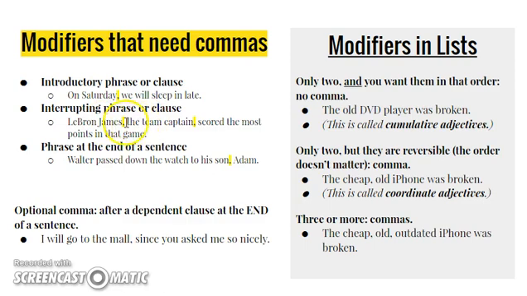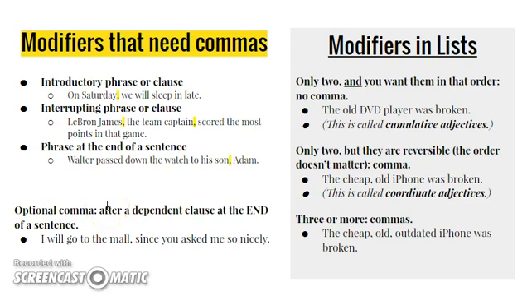So here's a special type of interrupter called an appositive that is using a context clue to clarify who LeBron is, in case we didn't know. You can also put phrases at the end of a sentence, and that would get a comma too. Walter passed down the watch to his son, Adam. So I'm using a context clue to clarify who the son is.